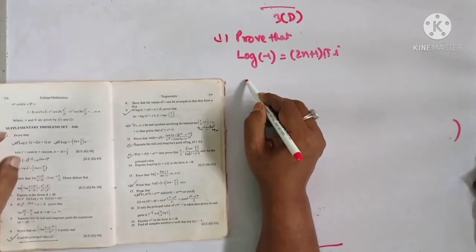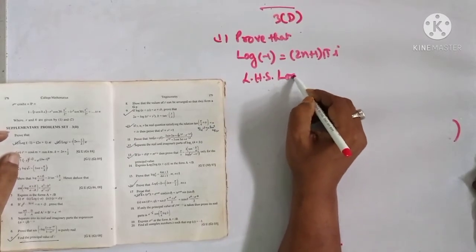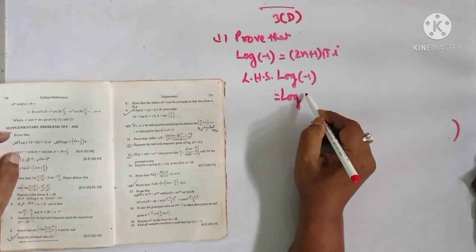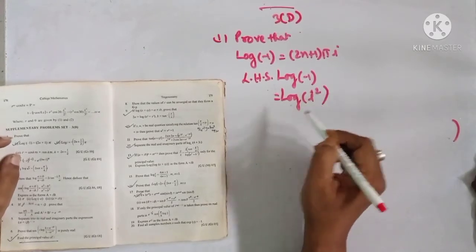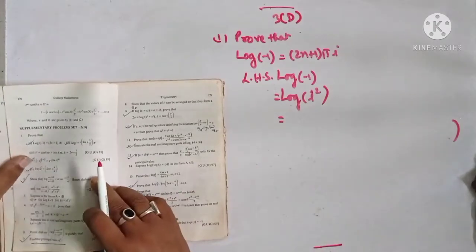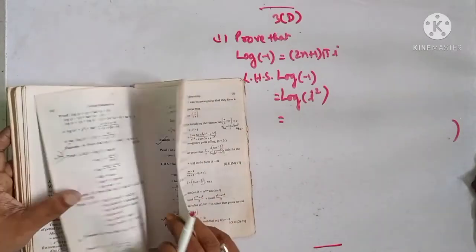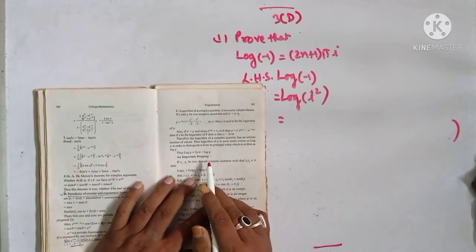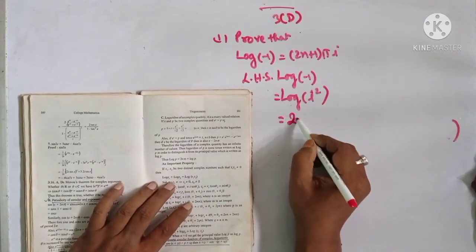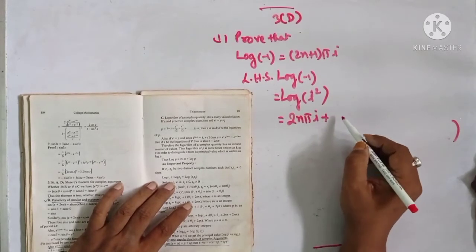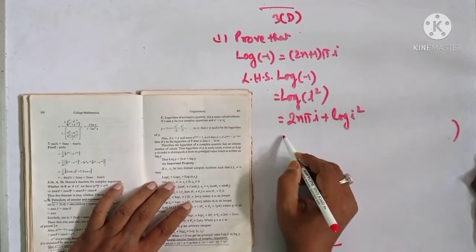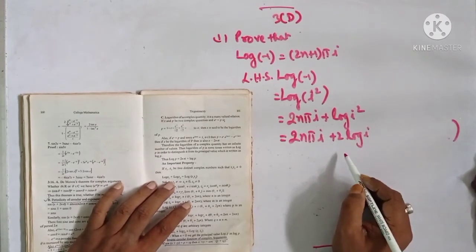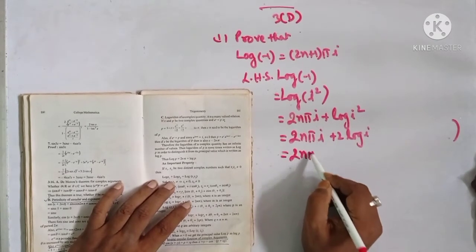So here you can write left hand side: log of minus 1, that is equal to log of i square, and as per the formula I have given you, log p is equal to 2n pi i plus log p. So according to this formula, this will be 2n pi i plus log of i square. So this will be 2n pi i plus 2 log i.